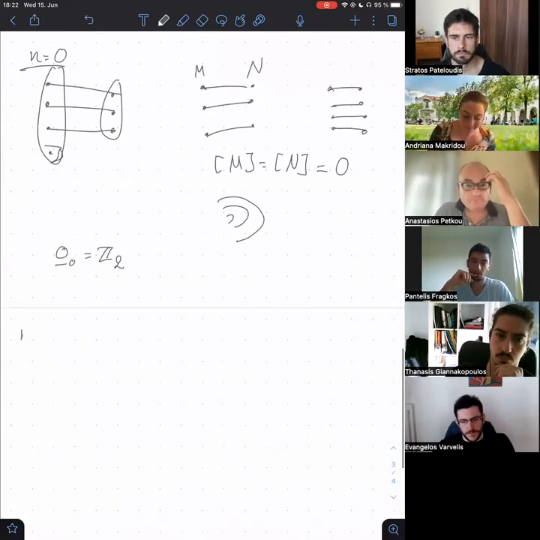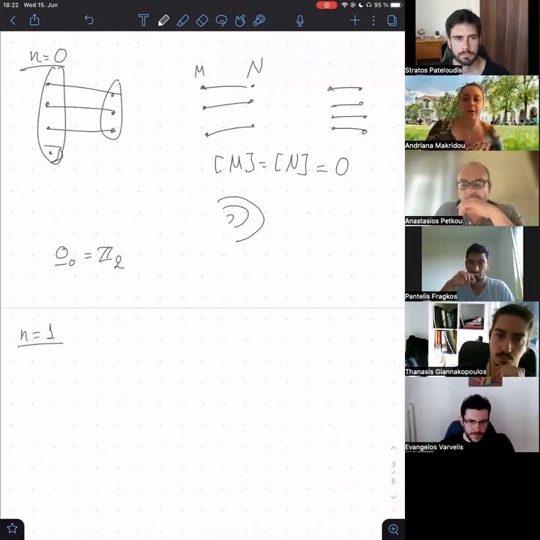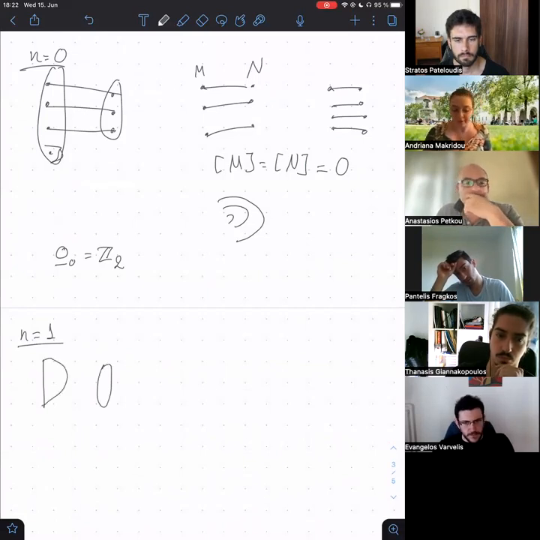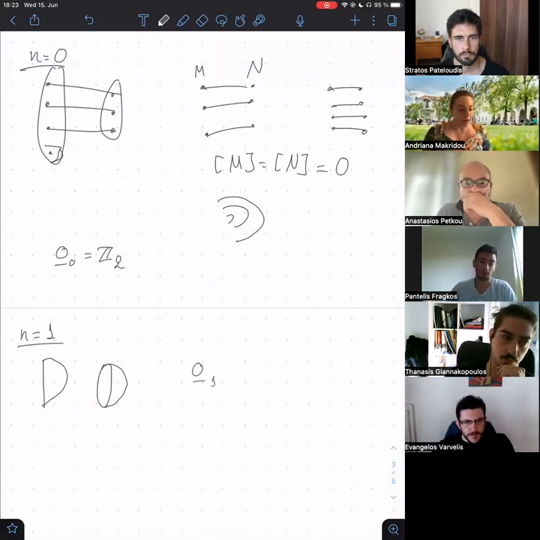And let's go to the slightly more complicated case, the one-dimensional case. In this case, the only things I can draw effectively are a line or a circle, and I can always cap these off with something. There is no obstruction to doing that. So this is trivial. So you can see that omega 1 is 0.